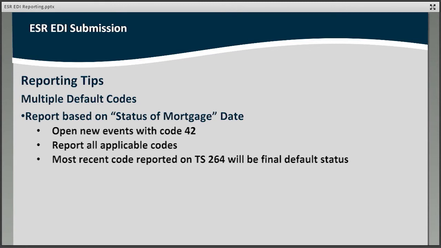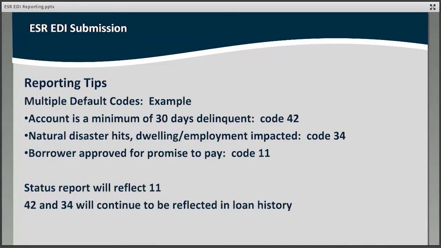Therefore, be accurate in your submission of default codes to ensure proper reporting and assist USDA to maintain accurate delinquency records. This is a multiple default code example. The account is a minimum of 30 days delinquent and has never been reported as a default before. Therefore, code 42 must be reported to open the delinquency event. The home is delinquent due to a natural disaster that has impacted the borrower's dwelling and/or employment. Code 34 will denote the natural disaster.